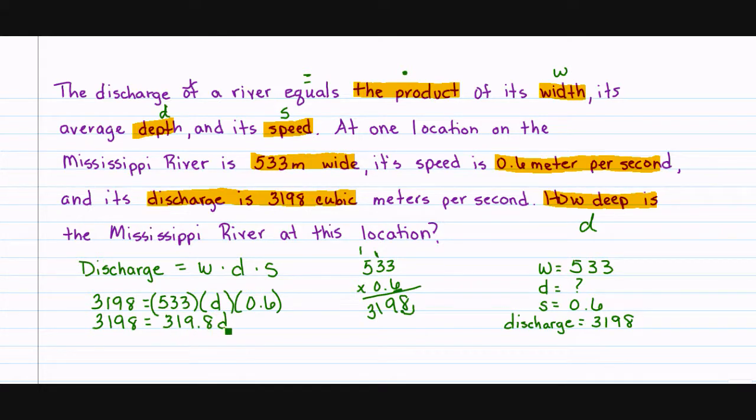Now, I need to isolate my variable all by itself. It's connected to 319 and 8/10 through multiplication. The opposite of multiplication is division. And when you do it on a calculator, it equals 10. Okay, so my answer is 10 meters. All the measurements in meters. And I just calculated that on a calculator really fast. Okay, thank you, and on to the next section.